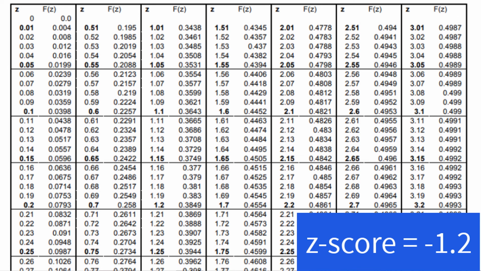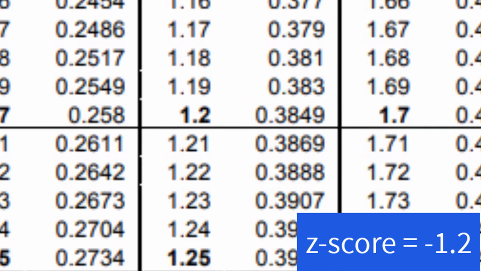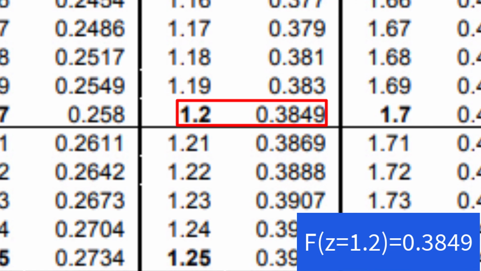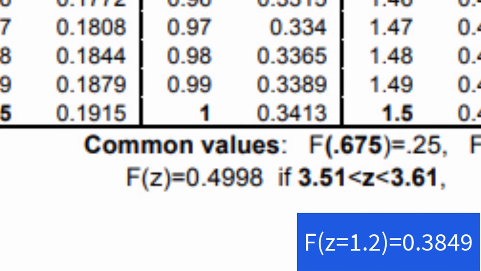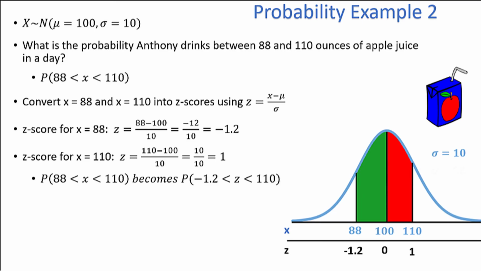Due to the symmetry of the normal distribution, we can just search for positive 1.2 instead of negative 1.2, and that will give us the area from the mean down to our negative z-score instead of up to the positive z-score. The probability associated with 1.2 is right here, 0.3849. And the probability associated with 1, which is our other z-score, is down at the bottom, 0.3413. The numbers from the table are 0.3849 for z equals negative 1.2 and 0.3413 for z is equal to 1.